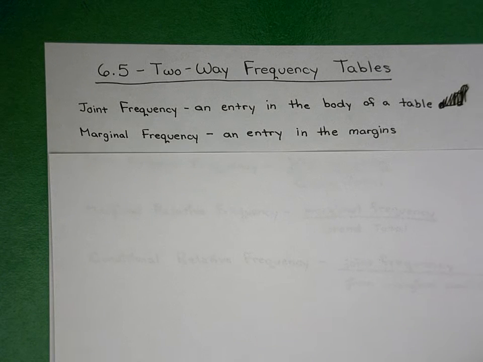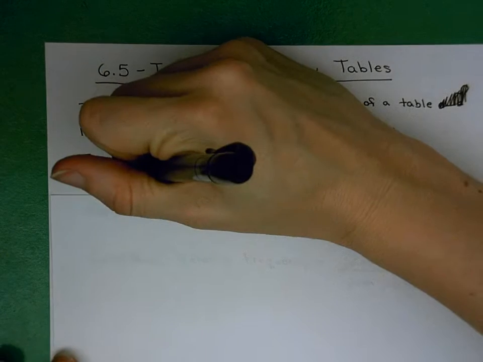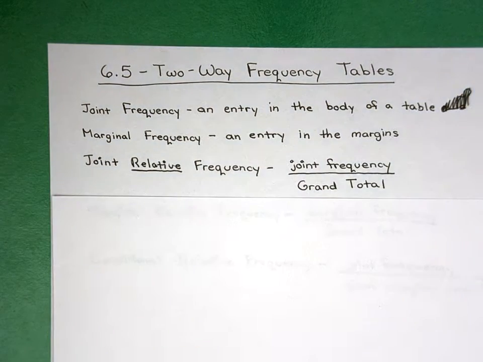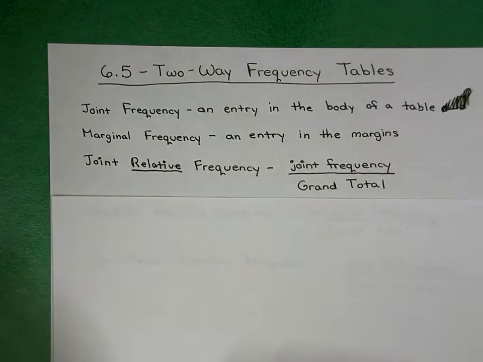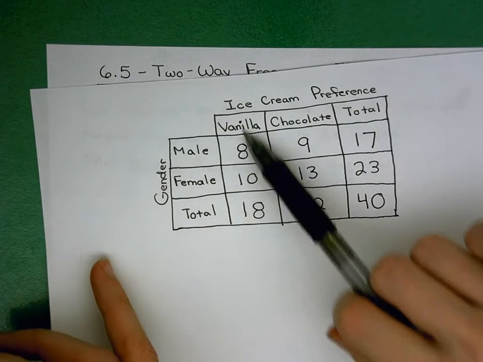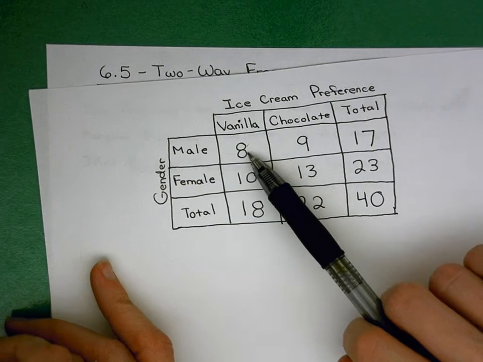We have 3 more here. Okay. The next 2 are similar. We have joint relative frequency, and the key here is this word, relative. Joint frequency is just the number itself, the number that's located at the joint. Male and vanilla would be 8. That's a joint frequency, 8.